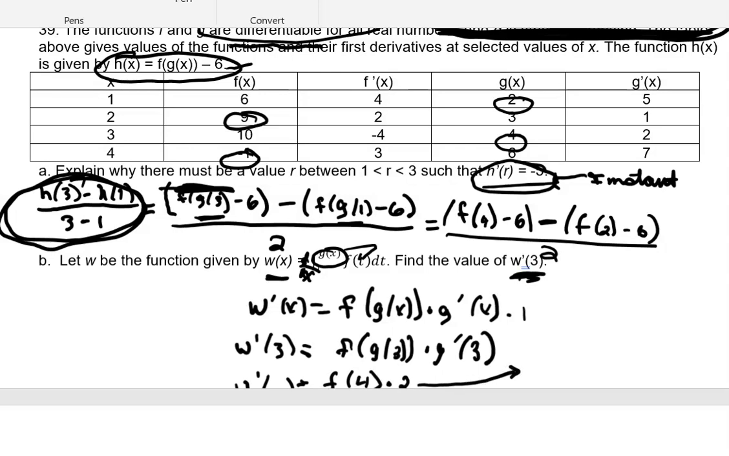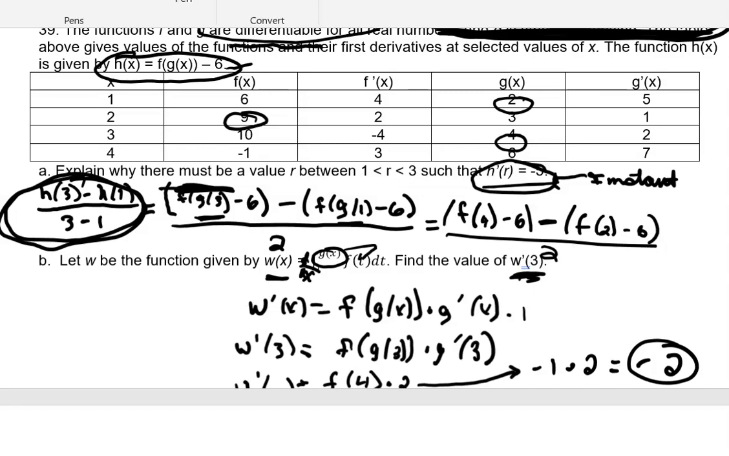It's over here. F of 4, what is f of 4? I covered it up. There is a negative 1 times 2. Yeah, and then that was the answer. All right, so we should get negative 2.